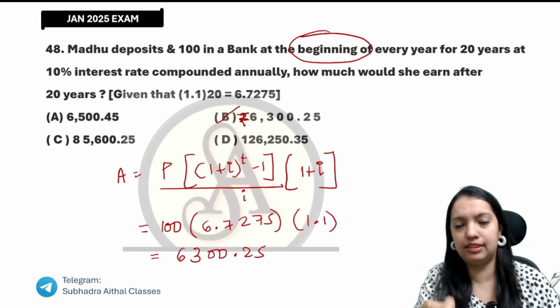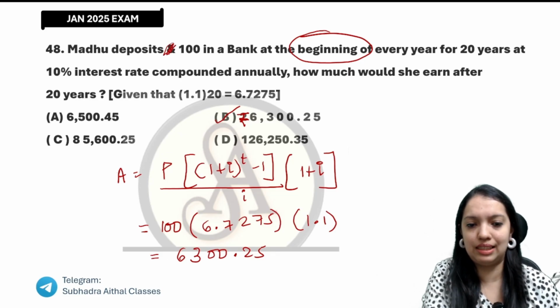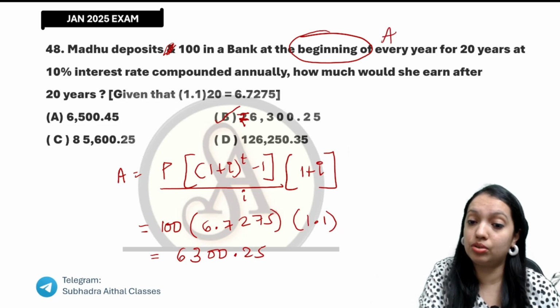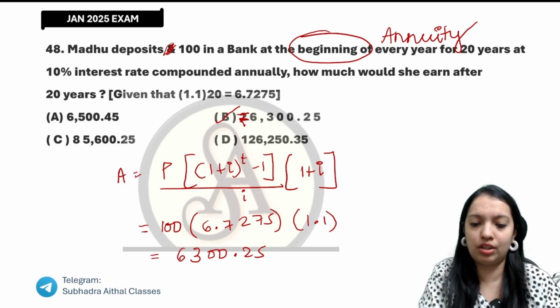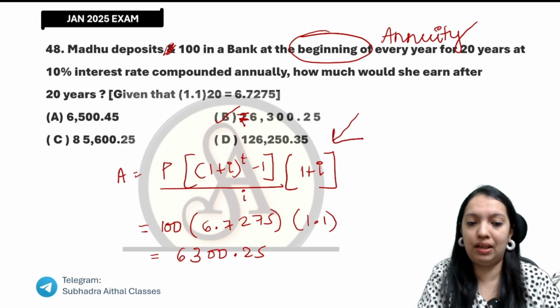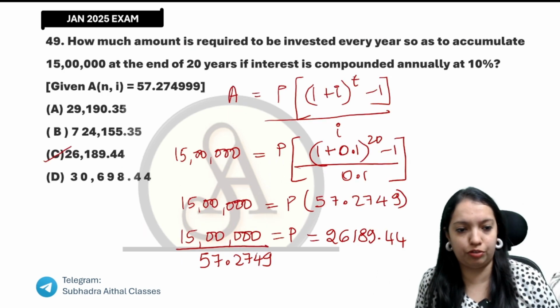Next, again this is from the Mathematics of Finance chapter. Madhu deposits rupees 100 in a bank at the beginning of every year. So this is an annuity question and this is an annuity due because at the beginning of the year we are making payment. So whatever is the formula, in the end you will multiply by 1 plus I again. Apply the formula, direct question, you get the answer as 6,300.25.